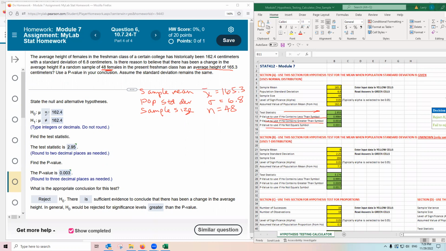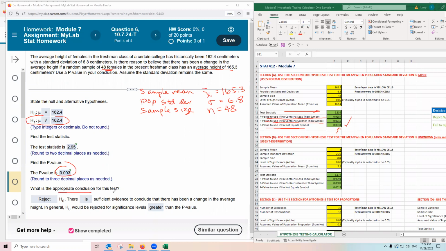In our case, our alternative contained a not equals. That means I've got to use this p-value, right? So to 3 decimal places, our p-value is 0.003. All right, we got the p-value.